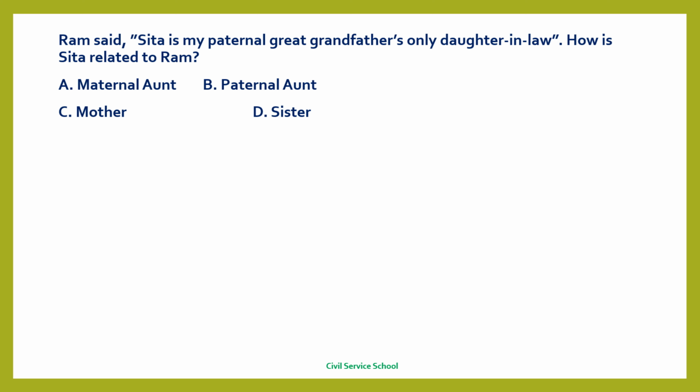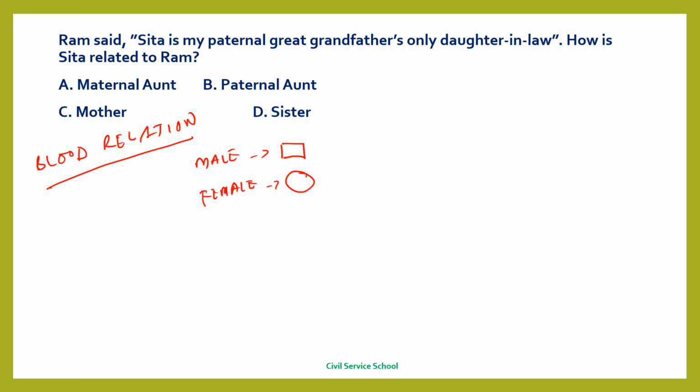This is a question of blood relation. For solving blood relation questions, let me give you a simple trick. Suppose there is a male figure, just use this symbol. Suppose there is a female figure, just use this symbol. Suppose there are some brother and sister. Suppose A is the brother of B.